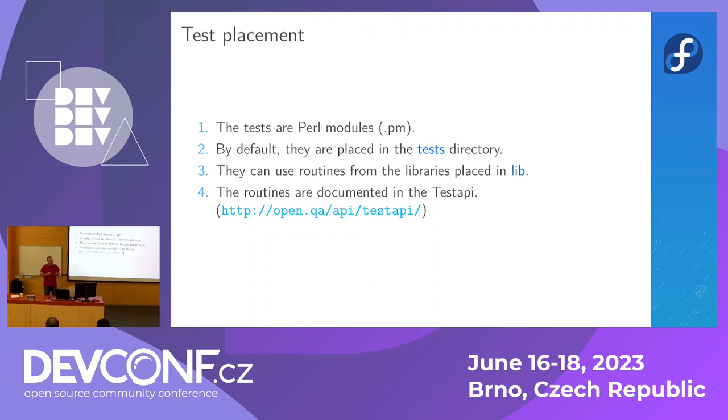The tests are Perl modules, and they are placed in the tests directory. That's probably not that important, but if you see the openQA instance, there is a tests directory with the test scripts, and there is also a lib directory where are the libraries with commands that you can use. And the routines we are going to talk about now are documented in the test API documentation, which is at open.qa. So you can check it there, because I am not going to talk about it on a deep level. I will just show you what you can do and what routines you can use to test the graphical user interface, actually.